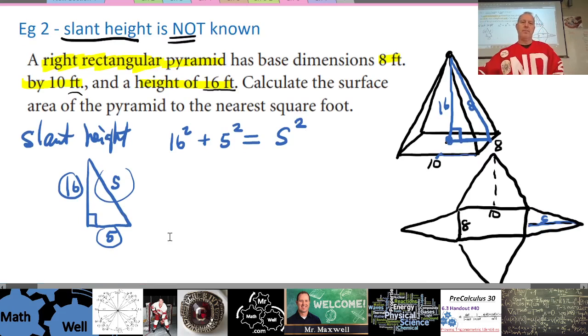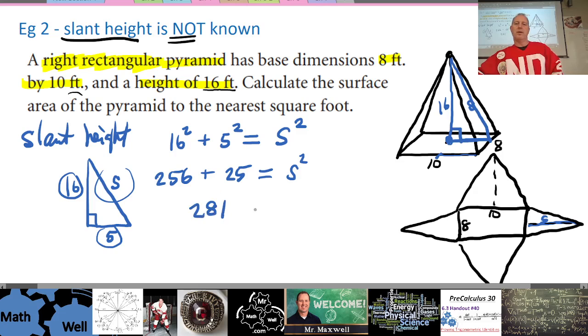Okay, look at so far. So what's the square of 16? Anyone know that one? 256 is correct. 256. What's the square of 5? 25. And if you have to use your calculator for these, don't be ashamed. This is going to be s squared though. I don't know what this is. So 256 plus 25 is going to be what? 281. 281 equals s squared.